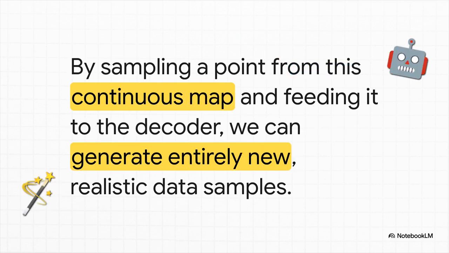And this is where the magic happens. Because this map is continuous, we can pick a point from anywhere on it, even from a spot right between two digit clusters, and we can feed that new code to the decoder. And what does the decoder do? It generates an entirely new, realistic sample that corresponds to that point. We're no longer just reconstructing things we've already seen. We are now creating novel data from scratch.